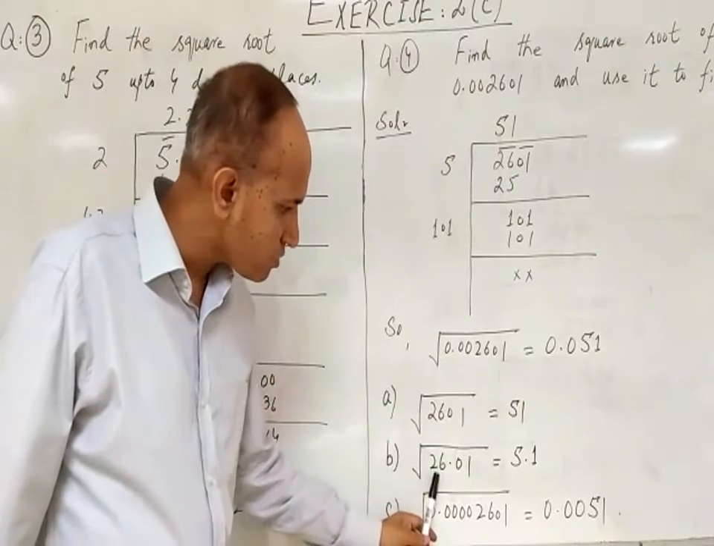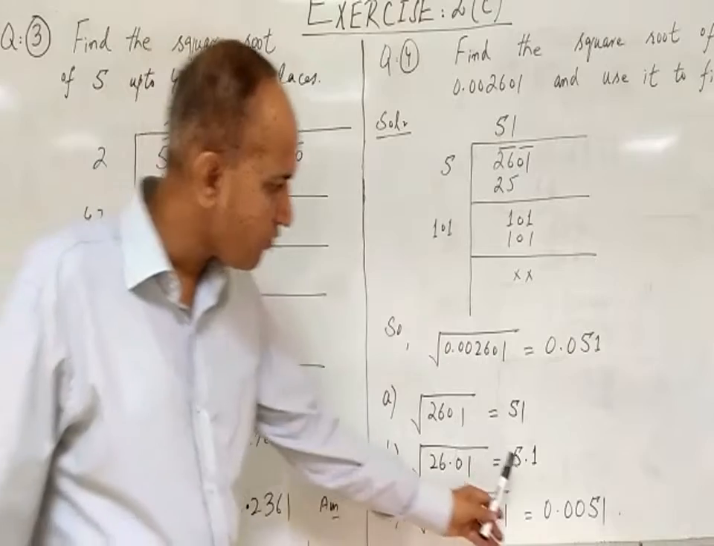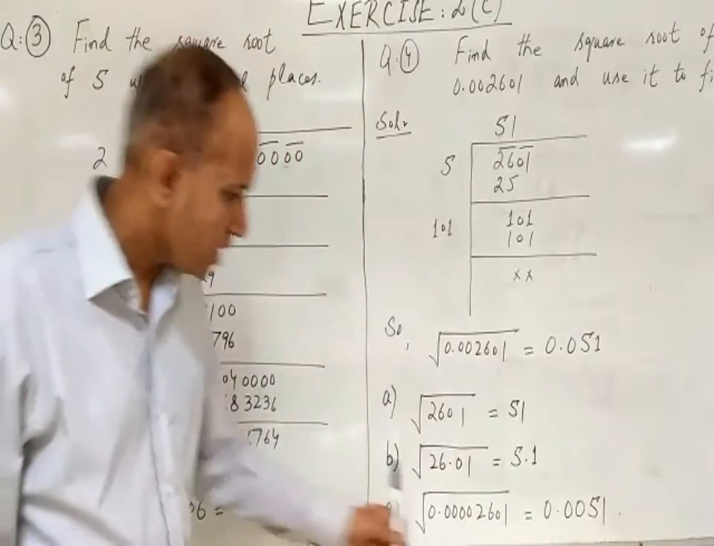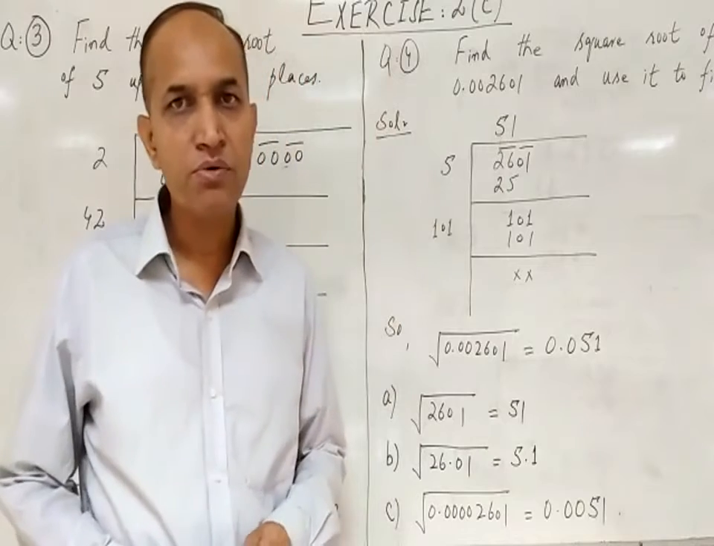In part B, we have 26.01. So we have 5.1 for the square root of this. Here we have 4 zeros, so we get 0.0051.